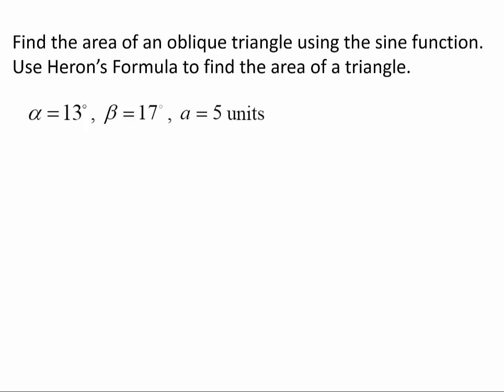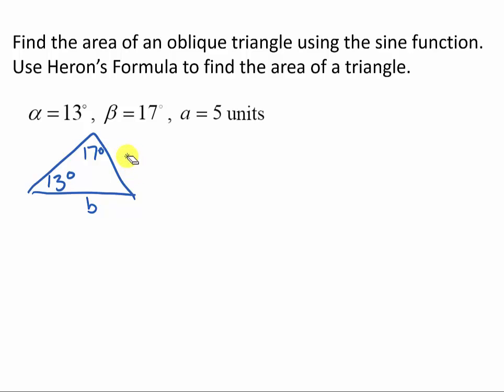We want to be able to find the area of oblique triangles using the sine function, or if we have just all three sides, using Heron's formula. So let's go ahead and draw this triangle so we can see what we've got. We have 13 degrees and we have 17 degrees, so there's B, and we have 5.